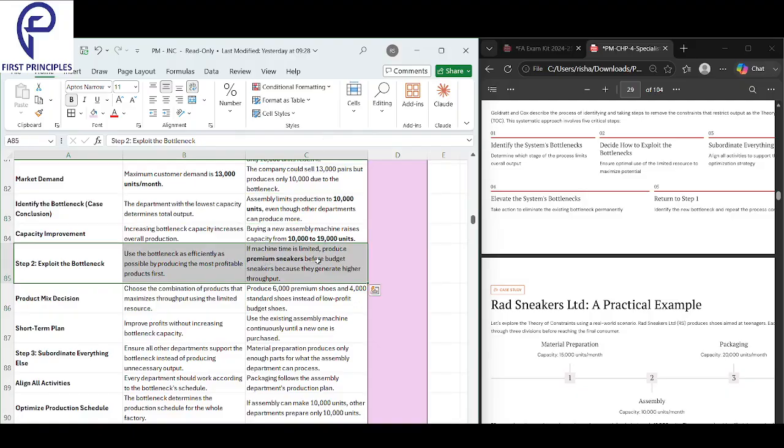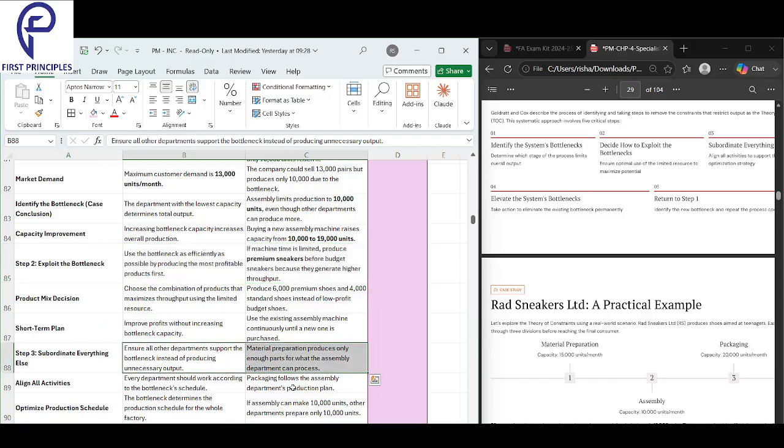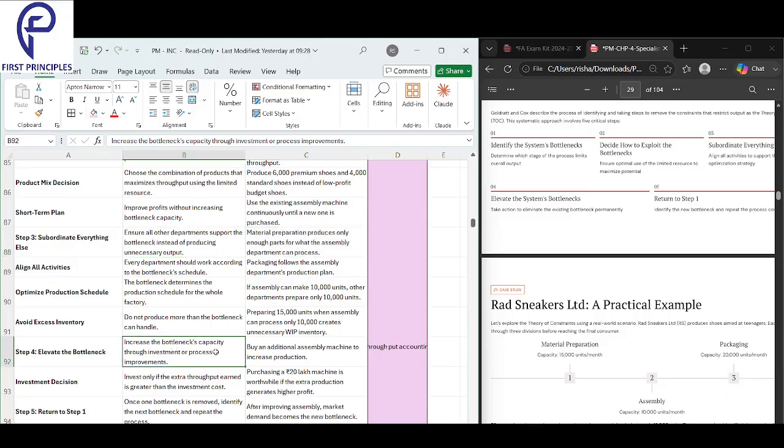If the machine is limited, produce premium sneakers before budget sneakers because they generate higher throughput. So what you do is maximize as much as you can: you started making 10,000 only premium sneakers. You ensure all other departments support the bottleneck. So material preparation prepares only enough parts for the assembly department to process. You're subordinating everything else.